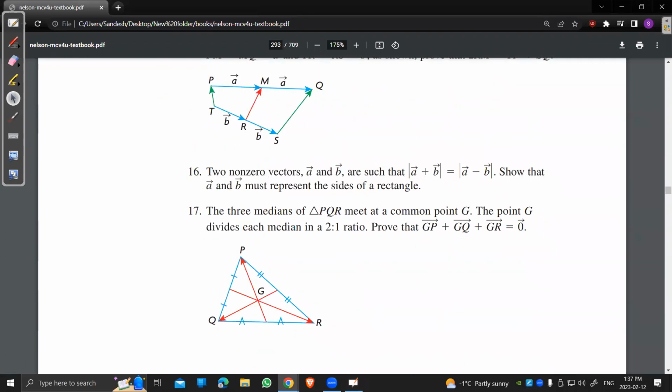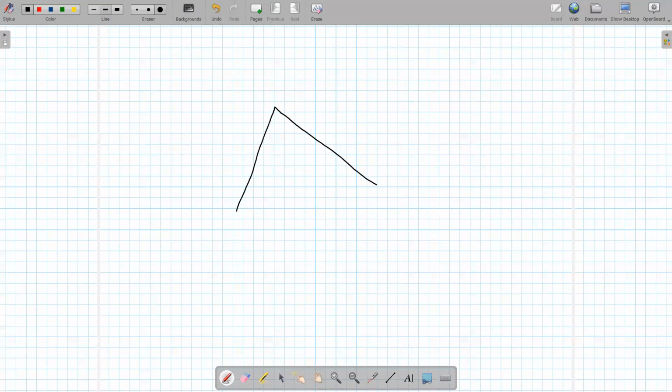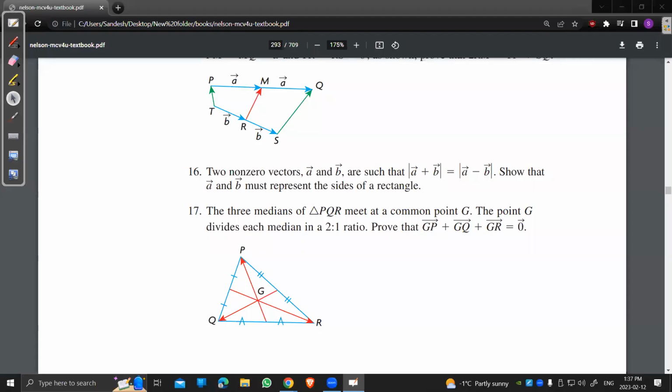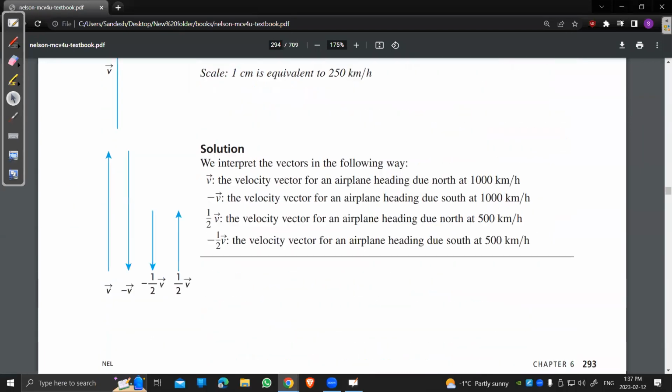Not going to get into this question. Do you know what a median is? We're not going to do that question yet, but a median is when you draw a line from a triangle's vertex, and then that goes to the midpoint of the other side. You see this line here? This is the median line. That's what that is. Don't worry about that. That looks to be an unknowing question.